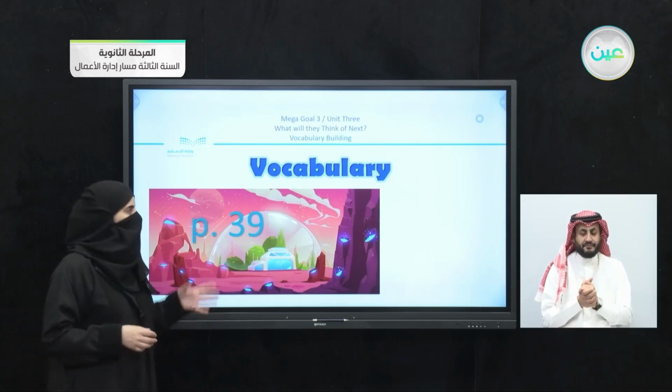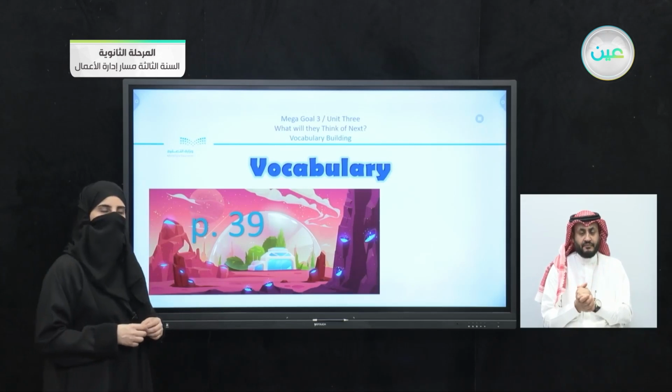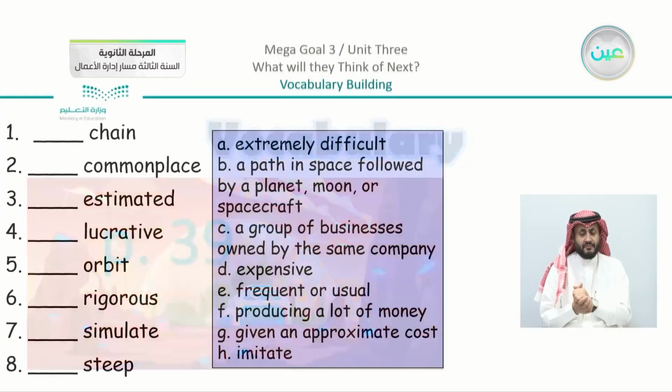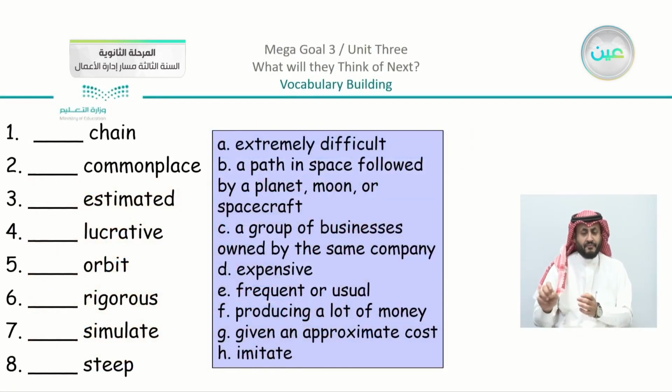Now we have the other part, which is the vocabulary. Now we have the vocabulary, page number 39. We had the meanings and also the vocabulary. We matched between them. We have here chain, which is a group of businesses owned by the same company. Commonplace, which is frequent or usual. Estimated, which is given an approximate cost.